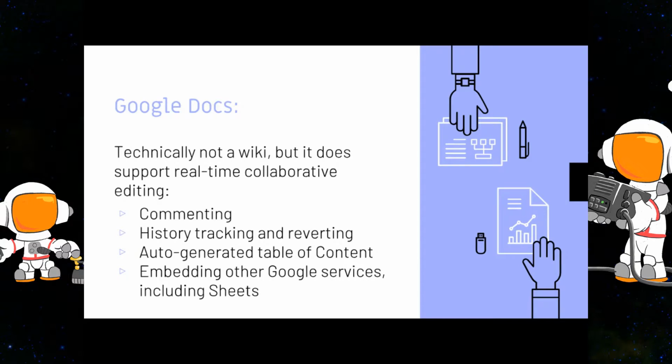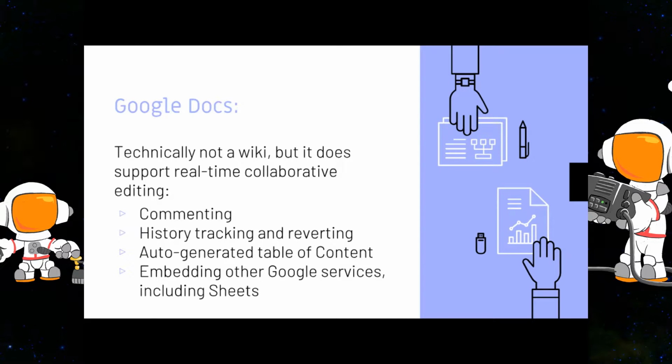Google Docs. I mean, it's technically not a wiki, but it does support real-time collaborative editing. And in fact, it does that probably better than most other things that I know of. Like you can literally see someone typing in real time on Google Docs, and that is an amazing feature alone. It does not have a very good linking process, so that's the only drawback in using Google Docs.